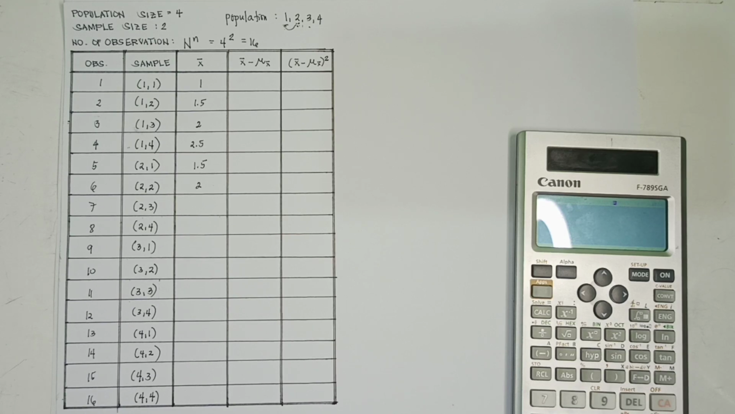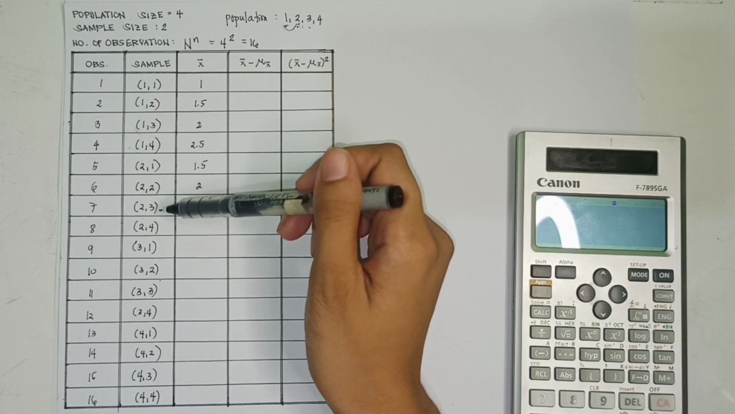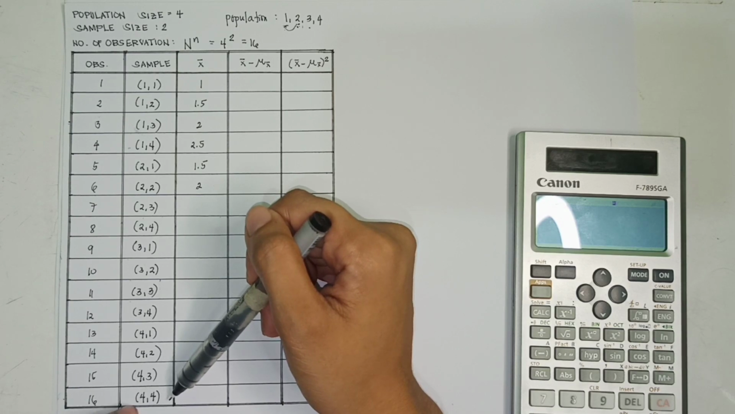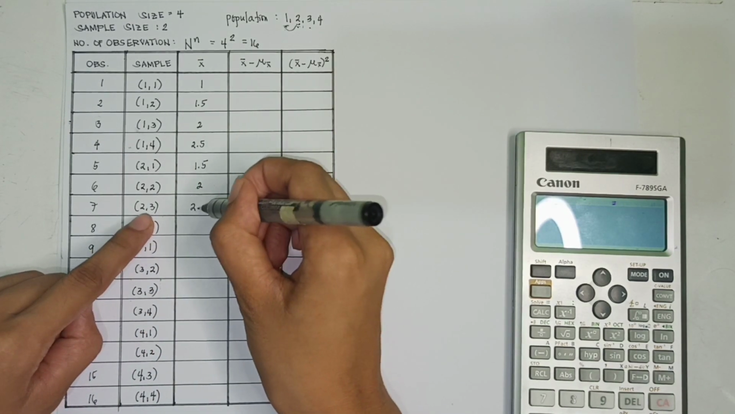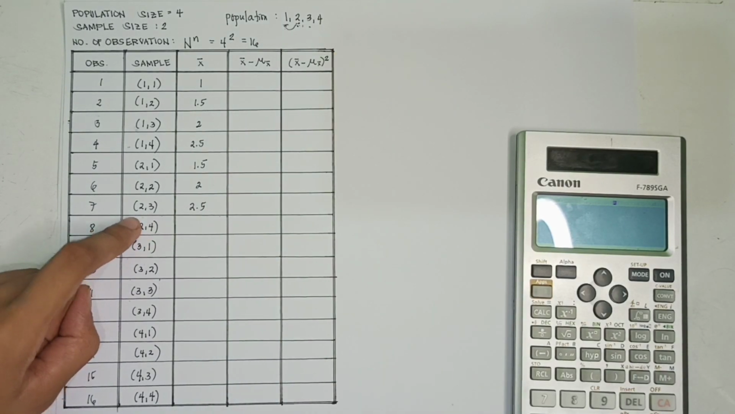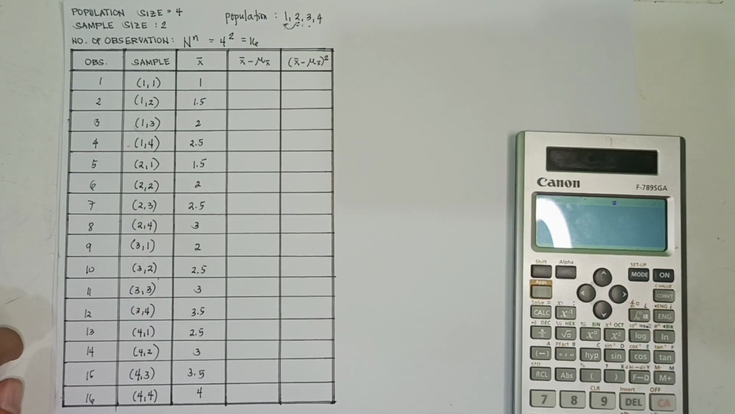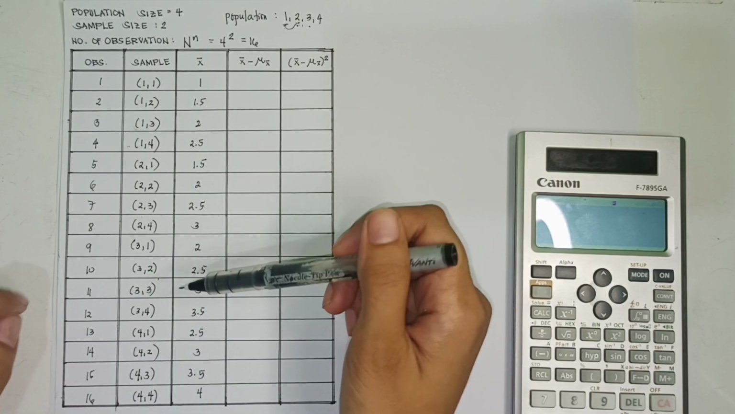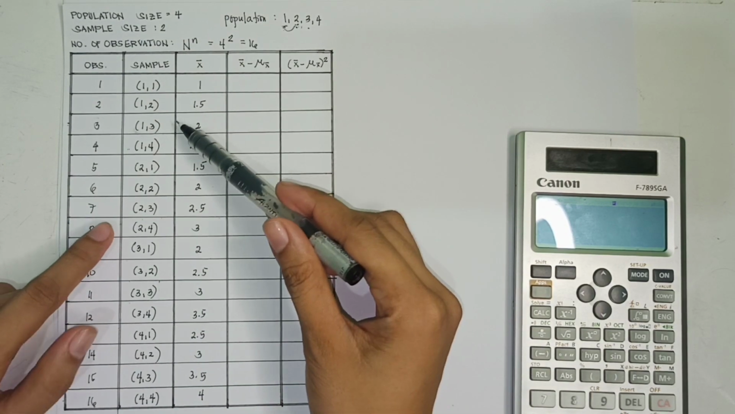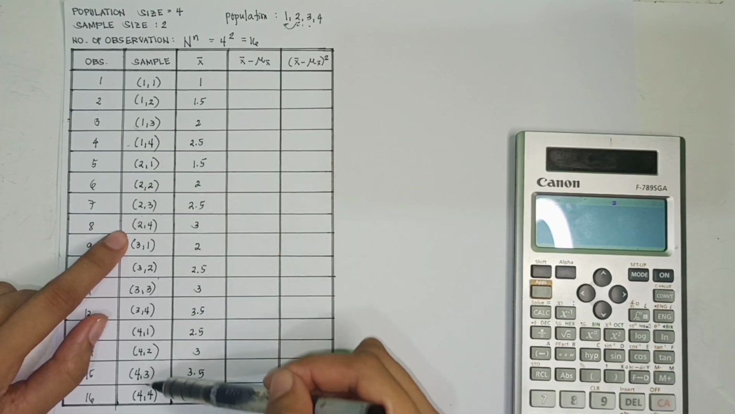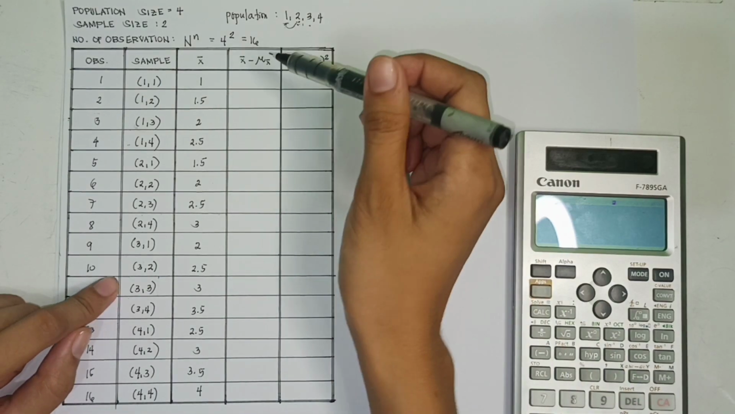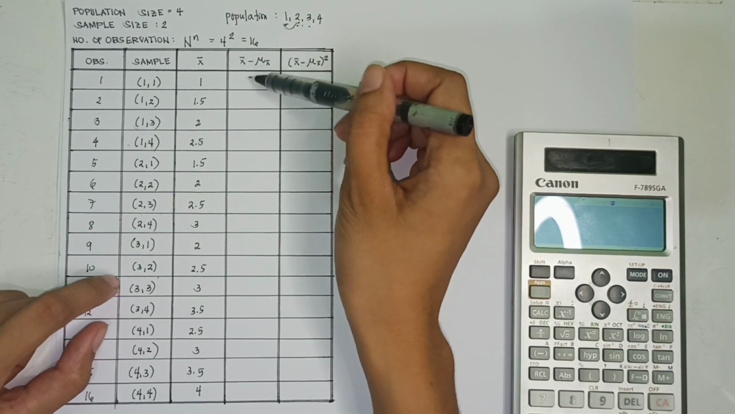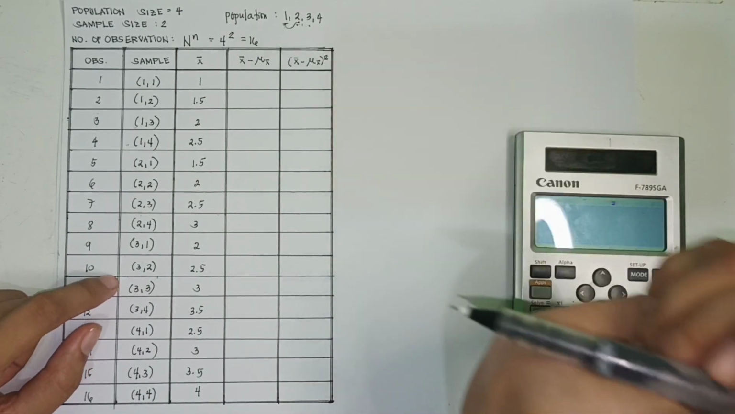So just continue the process hanggang sa makatapos ka dito sa 4, 4. Okay? 2 plus 3 is 5 divided by 2, that is 2.5. Again, continue the process. Okay. So, ganun lang po yung gagawin, no? Just continue the process kung ano yung naumpisahan, kung ano yung ginawa sa umpisa hanggang sa dulo, ganun lang din po ang gagawin. Okay, so now, next column natin is x bar minus mu sub x bar.